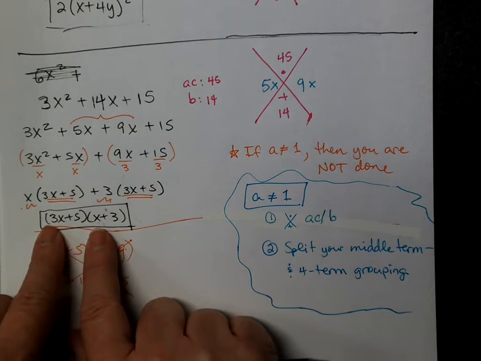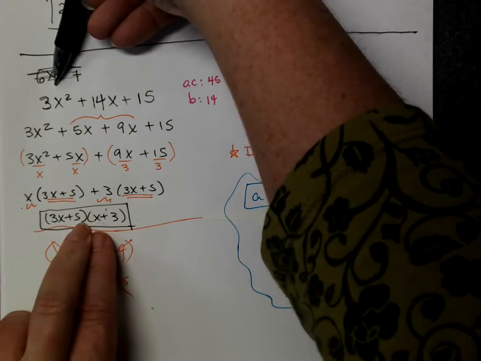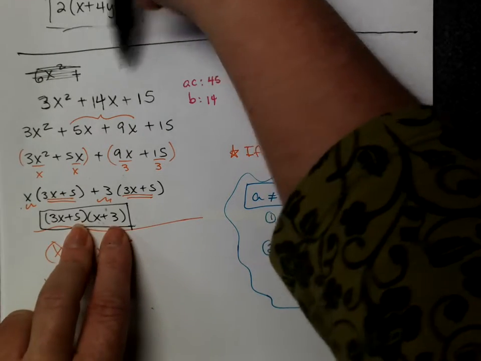Now we can FOIL: 3x times x, 3x squared. 9x plus 5x, 14x. And positive 15.